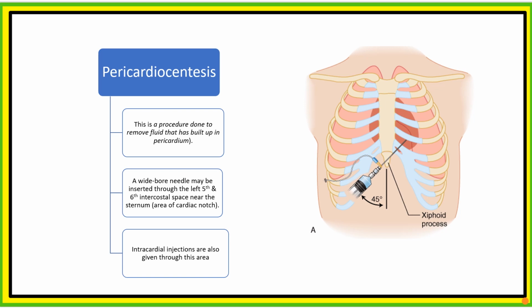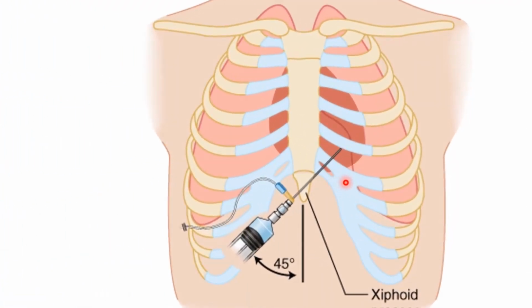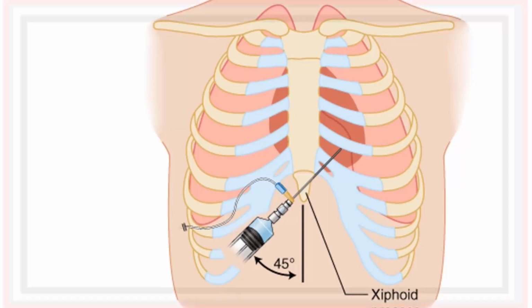How is this done? It's done by using a wide bore needle inserted through the left fifth and sixth intercostal space near the sternum. This is the area of the cardiac notch. And then in this illustration, we can see the procedure. Now, intracardiac injections can also be given through this area.